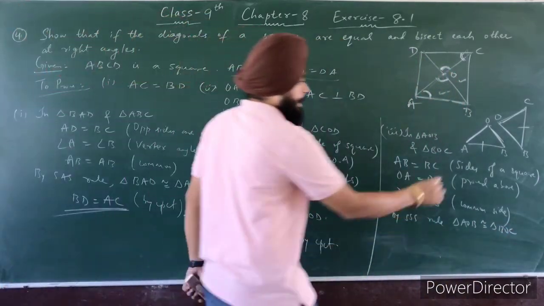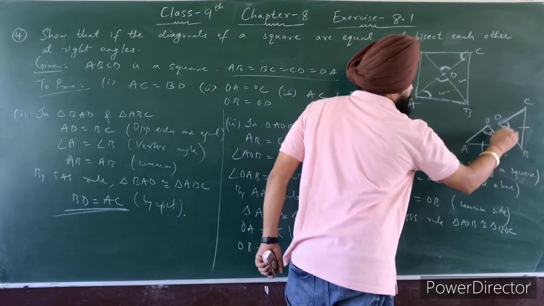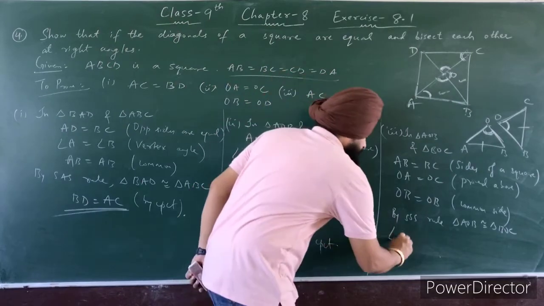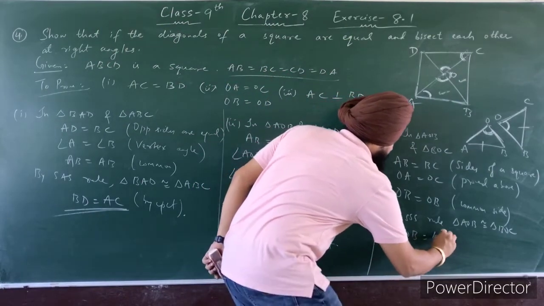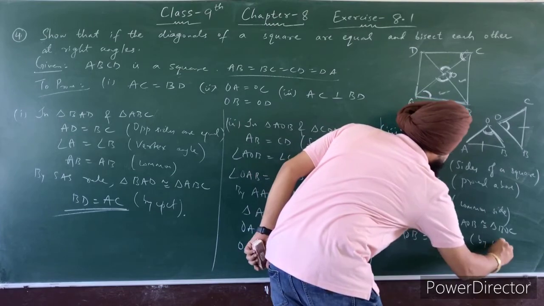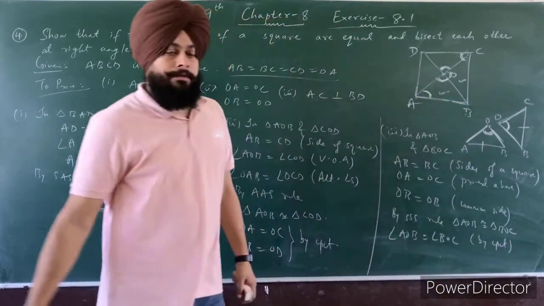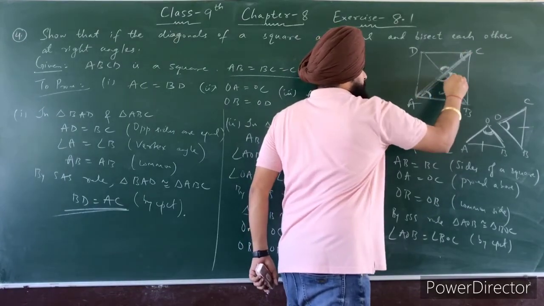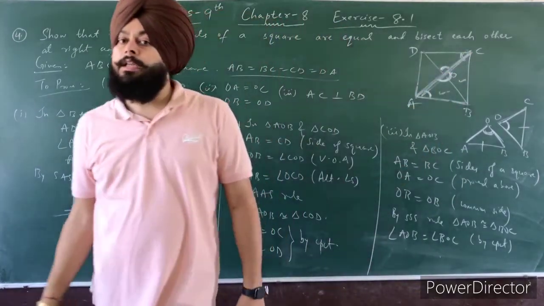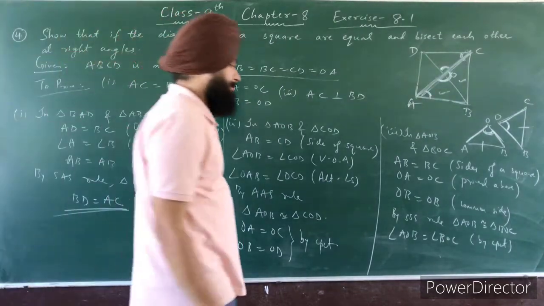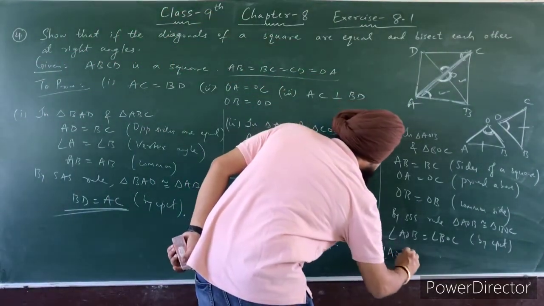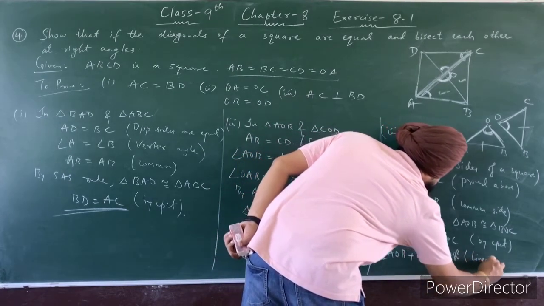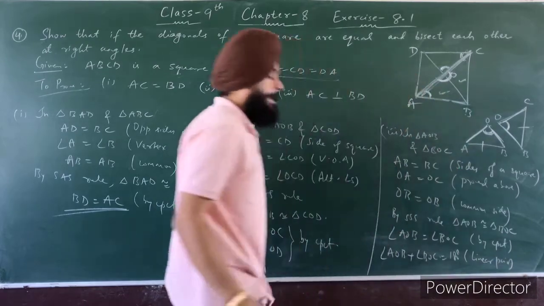Now you can take these two angles equal, this one and this one. You can write angle AOB equal to angle BOC by CPCT. Now we know that this is a straight line. Then the sum of these two angles is 180 degrees. The reason is linear pair. Write angle AOB plus angle BOC is equal to 180 degrees, because the reason is a linear pair.